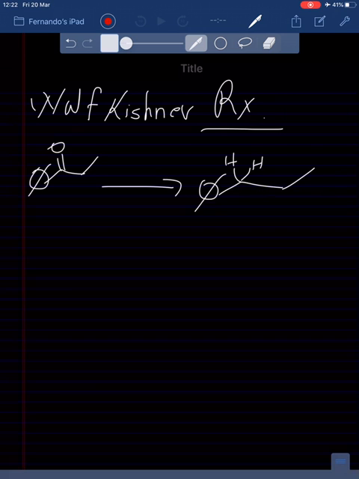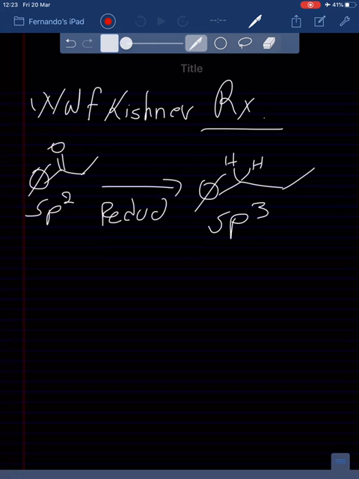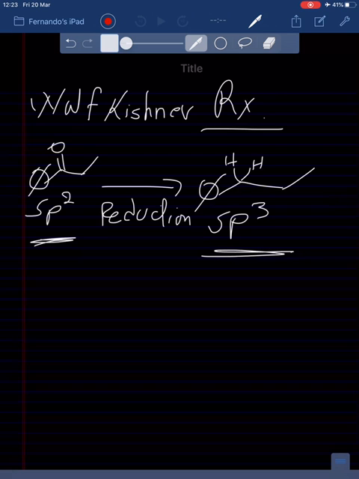So first of all, let's analyze what we have here. We have a carbonyl group, and the hybridization is sp2. And I want to transform this into an sp3. Because I am changing the arrangement in space, the geometry, I know that what I am performing is a reduction. So I'm adding electrons to this molecule to obtain this molecule.